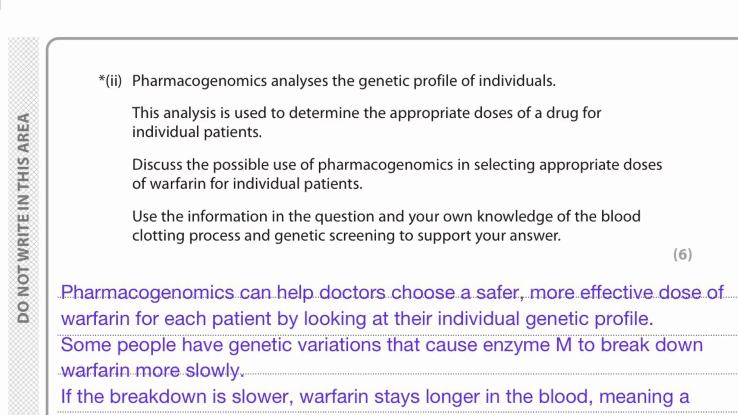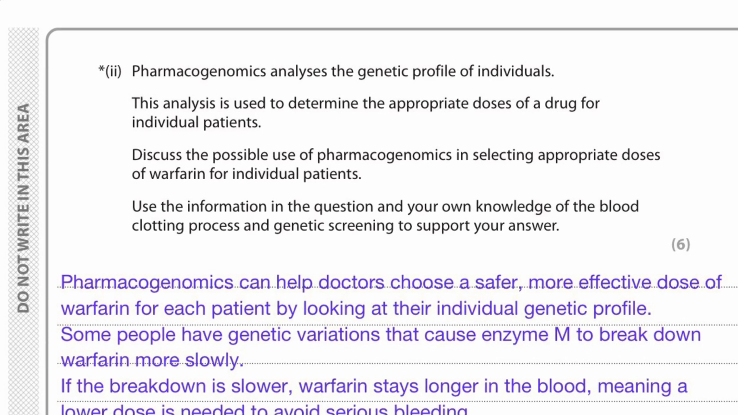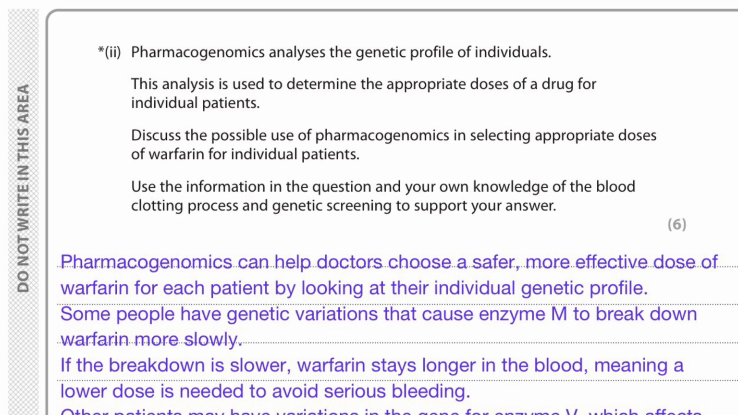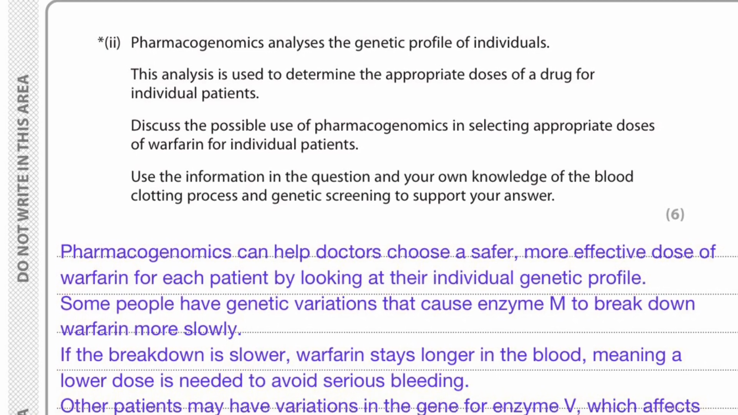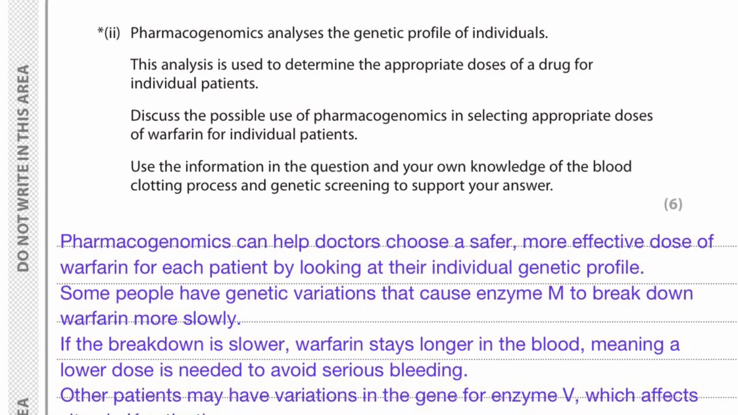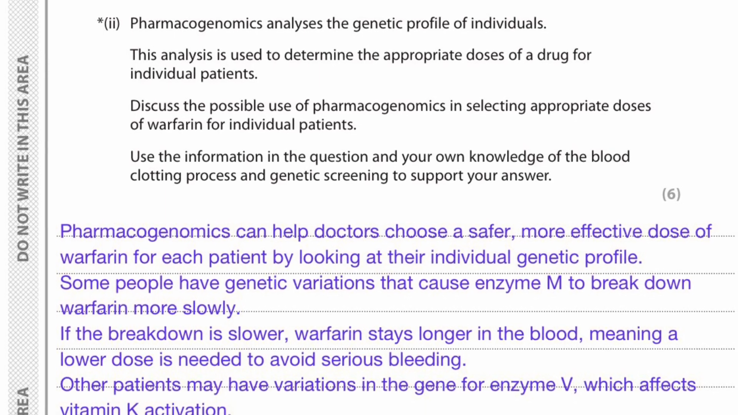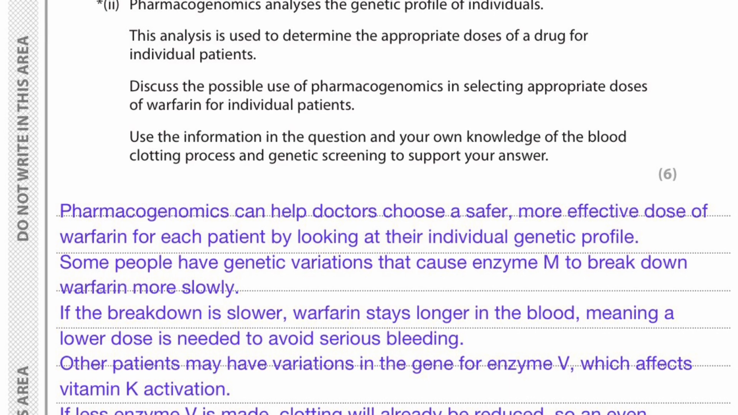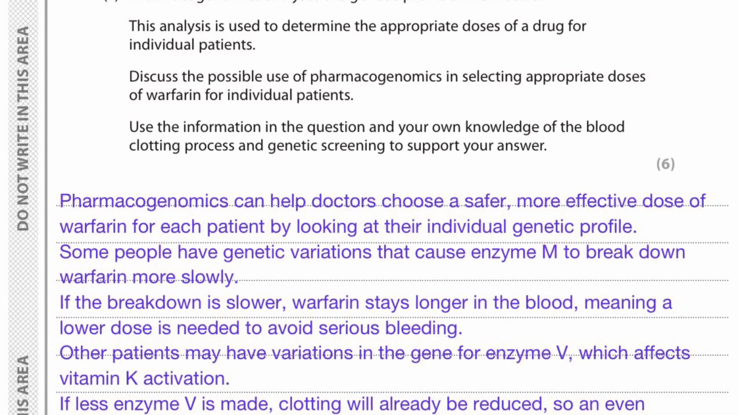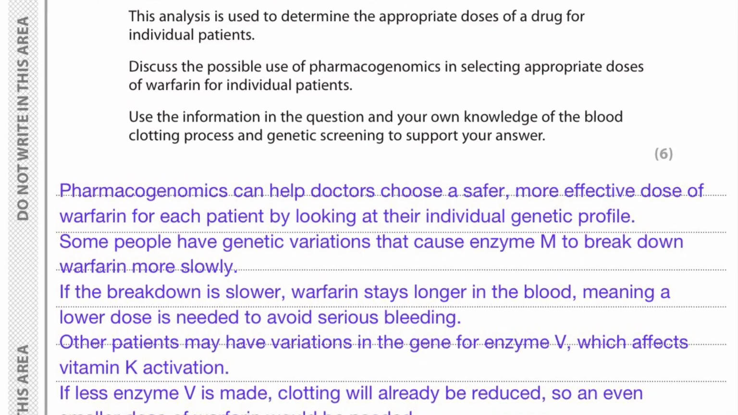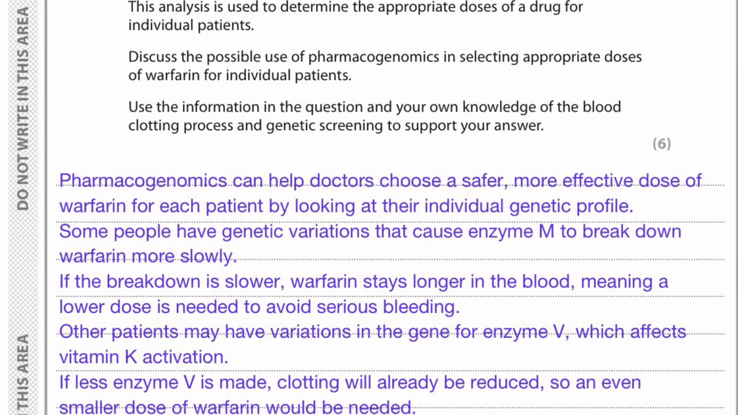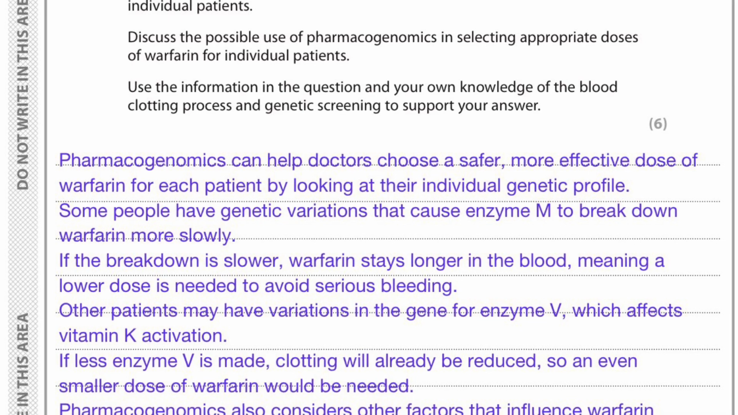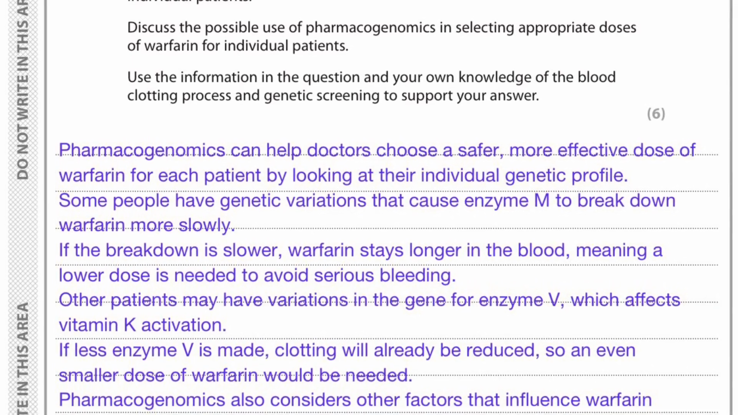Pharmacogenomics analyzes the genetic profile of individuals. This analysis is used to determine the appropriate doses of a drug for individual patients. They ask, discuss the possible use of pharmacogenomics in selecting appropriate doses of warfarin for individual patients. Use the information in the question and your own knowledge of the blood clotting process and genetic screening to support your answer. This is a 6-mark essay style question. They want a developed answer using ideas about genetics, clotting, and why personalizing doses is important.